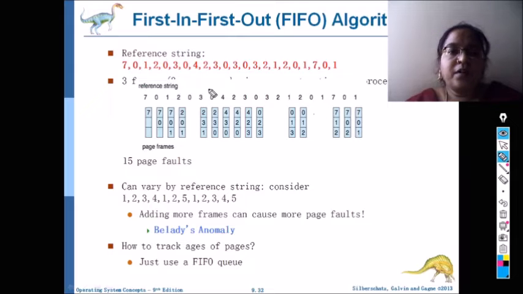Here we are starting with pure demand paging, so we are referring to page 7. Page 7 is not there in the memory. Starting, you can imagine that we are going to have a memory. Just for example, think that we are having only 3 frames.